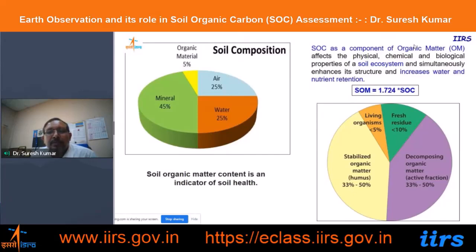So this 33 to 50%, after years of decomposition, may be converted into humus, and humus we can say is a very stable organic carbon. So organic carbon present in humus is not easily decomposed. These compositions are in general present in the soil.